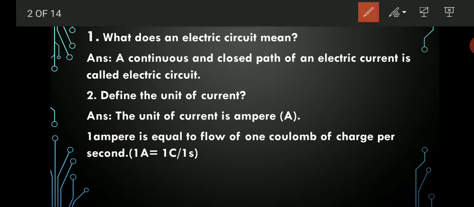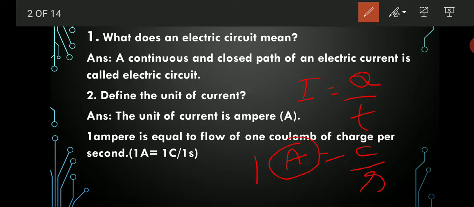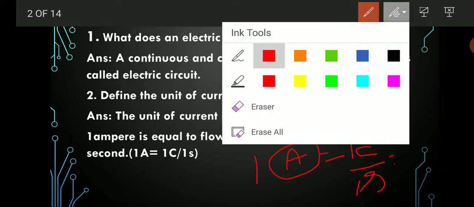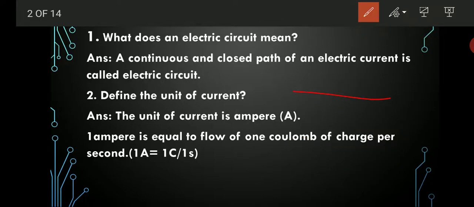See, we know that I is equal to what? Rate of flow of charges, that is Q by t. And the unit of current I is ampere, charge is coulomb, and time is second. So when both the numerator and denominator become 1, that is 1 coulomb of charge per 1 second, the current in the circuit becomes 1 ampere. We'll move on to the next question.